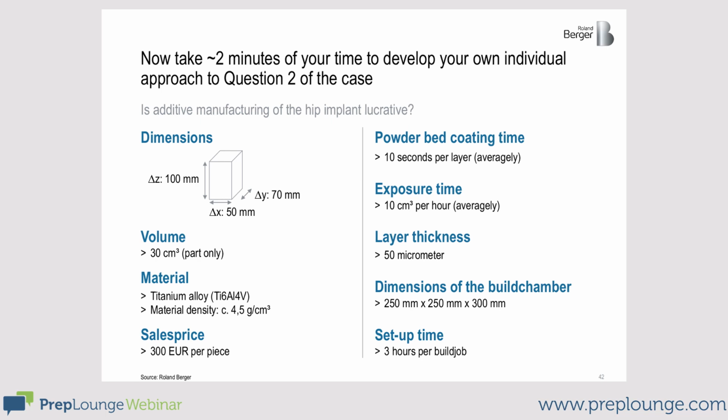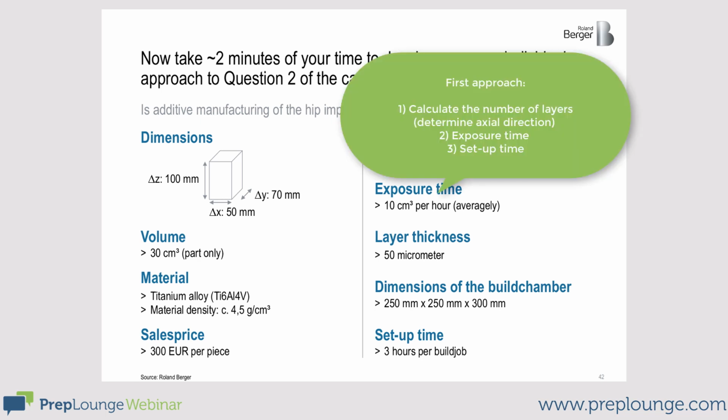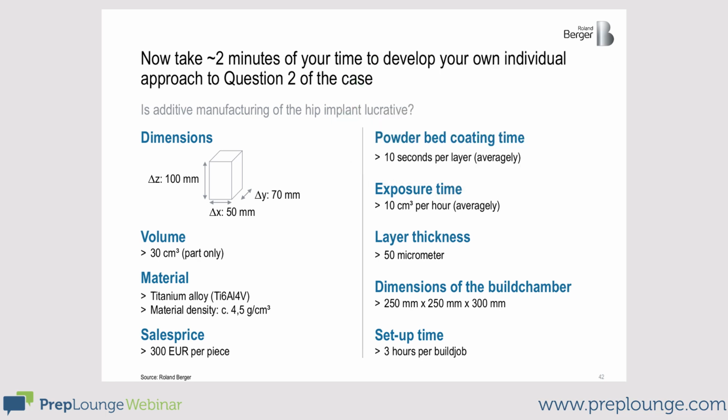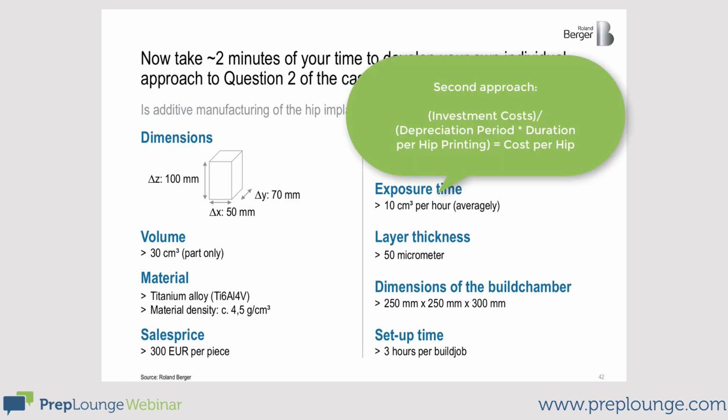Here you can see the facts again. It seems like quite a challenging problem. One approach could be to calculate the number of layers, the exposure time, and the setup time. Another one could be to divide the depreciation period by the investment costs and multiply it by the duration per hip printing to get the costs per hip.